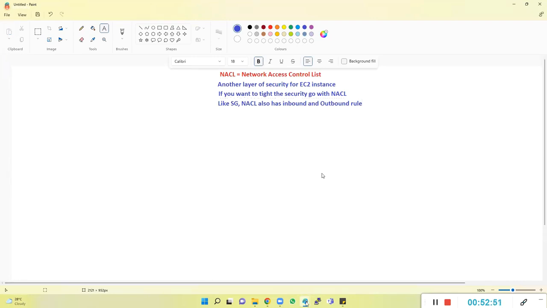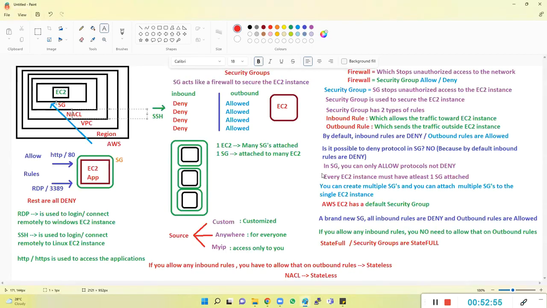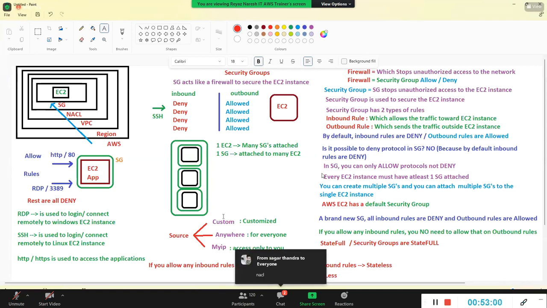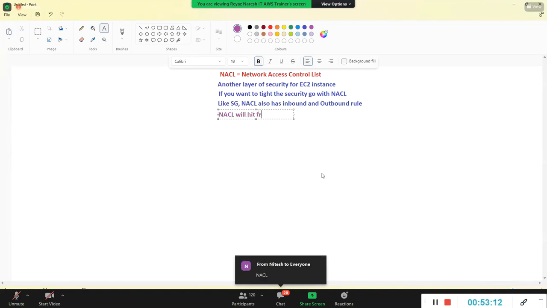But as per this diagram, can you tell me, guys, which one will hit first, NACL or security group? Which one will hit first? NACL will hit first. We'll talk about all the logic now, no issues. So remember, NACL will hit first and then security group. What is this NACL and how do we use it?